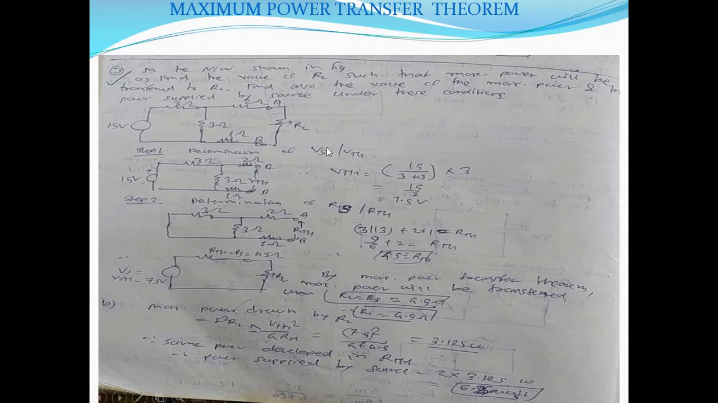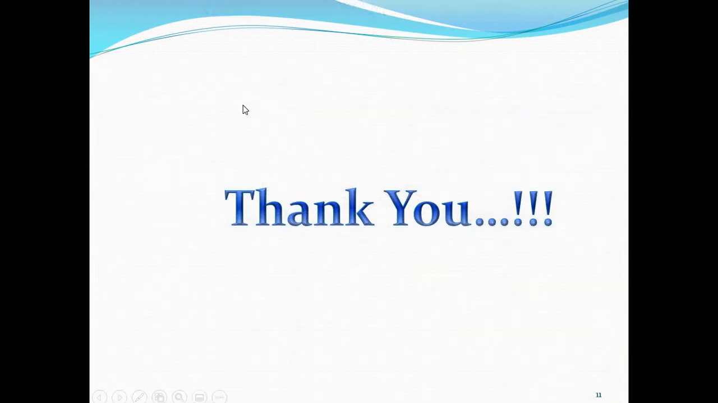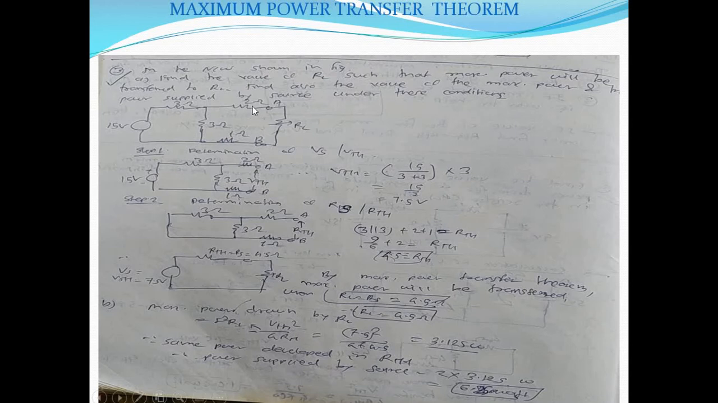Now the third type of numerical. In the network shown in the figure, there is a 15 volt source, and 3 ohm, 3 ohm, 1 ohm and 1 ohm resistances are connected, and there is a variable load resistance connected across terminals A and B. What is the question? In the network shown in the figure, first, find the value of RL such that maximum power will be transferred to the load, and second, find also the value of maximum power and the power supplied by the source under this condition. So this is another tricky question.